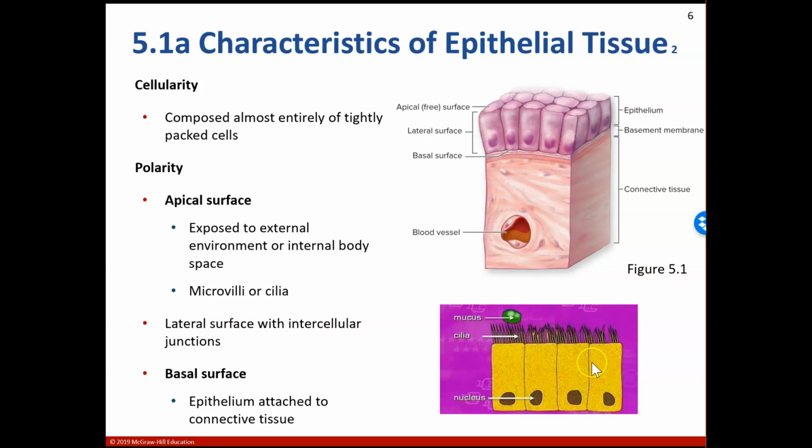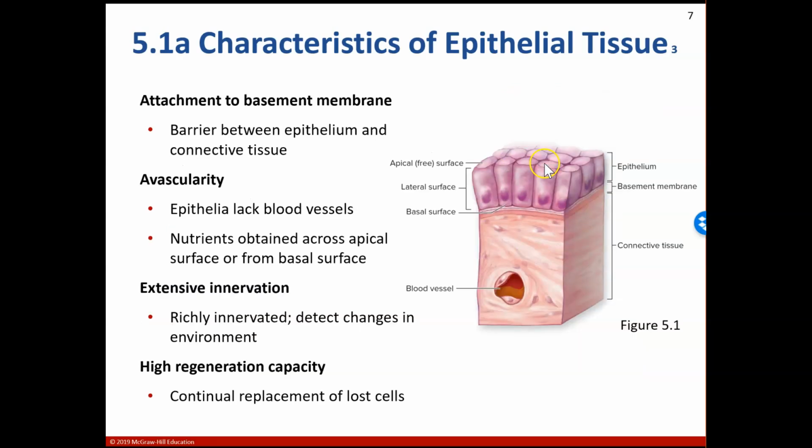We also have a lateral surface with intercellular junctions. So we learned this a little bit in chapter 4, and we would have things like desmosomes or tight junctions in here, depending on where we are in the body. And the last surface we have is the basal surface. So that would be the very bottom here, or in this image, we see the basal surface over here. This is the epithelial cells that would attach to the connective tissue that underlies it. And that basal surface is going to attach to something known as a basement membrane. So you could see this over here and over here. This is a barrier between the epithelium and the connective tissue.